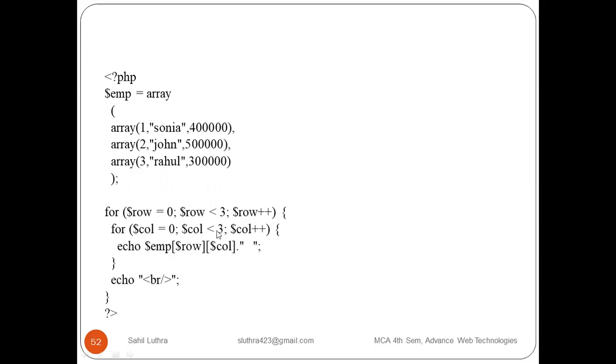Here the column starts from 0 and runs until it reaches the value 3, and after that it increments one by one. After that, curly braces, and here we are going to print the value. So what will we print? Echo the name of the array, $m, and at last the value which we want to print: the value in the row and the value in the column.